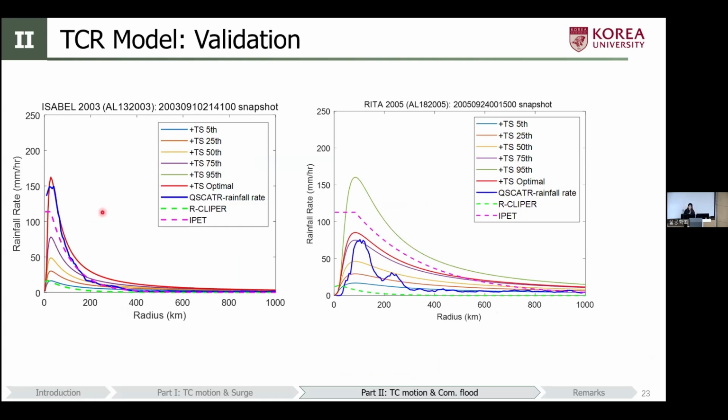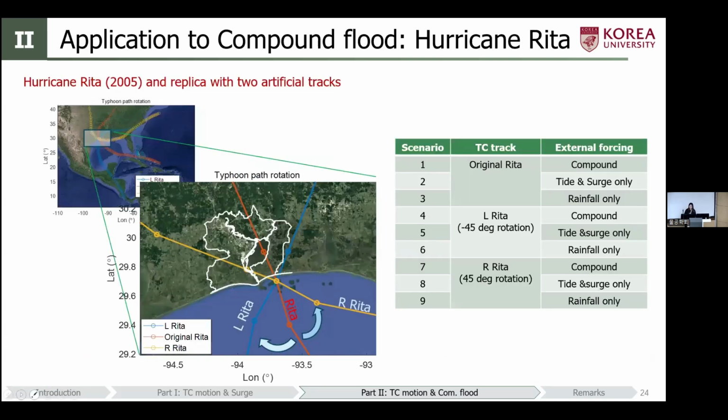So this is the result for the TCR model. As you can see, the red line is the radial profile from our model, and the previous models, like R-CLIPER and IPET, show underestimation. But our model is quite similar to the observation in this blue line. Yeah, this is for two typhoon cases.